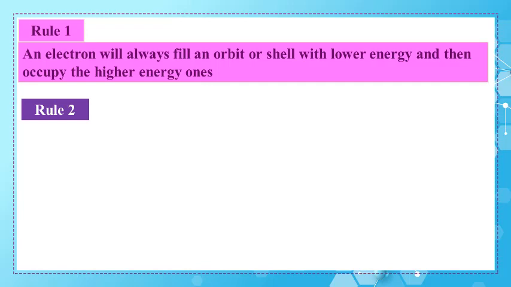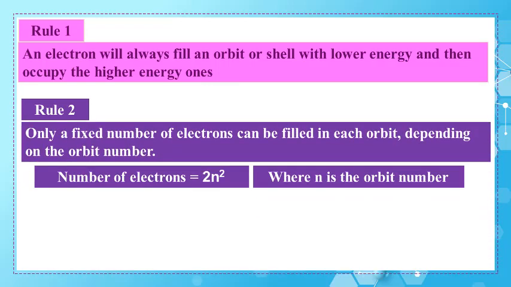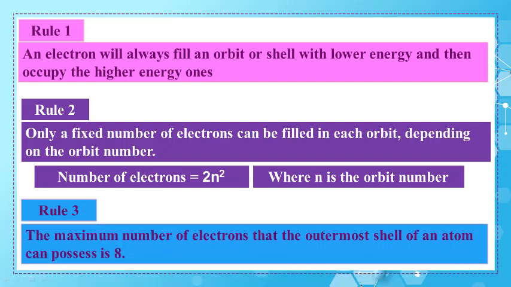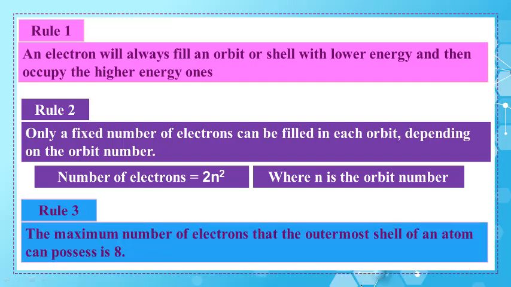Rule 2. Only a fixed number of electrons can be filled in each orbit, depending on the orbit number, and we can use the formula 2n squared to calculate the number of electrons, where n is the orbit number. Rule 3. The maximum number of electrons that the outermost shell of an atom can possess is 8.